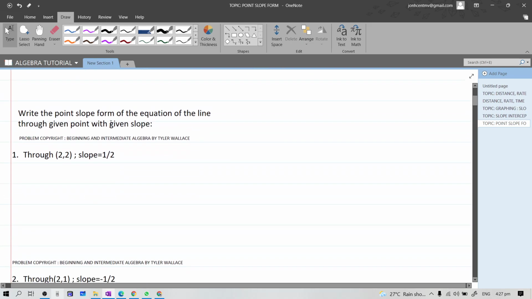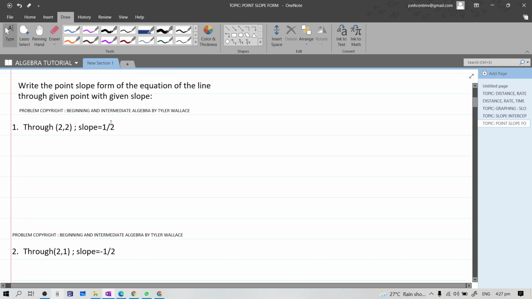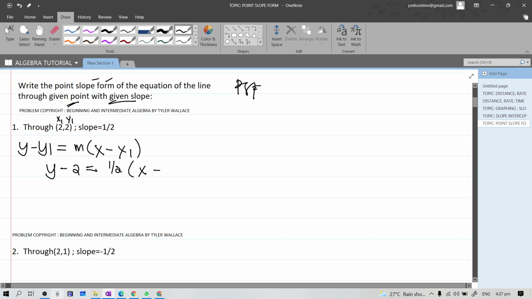Okay? So, let's apply. Write the point slope form or the PSF of the equation of the line through given point with given slope. May given point, tapos may given ka pang slope. So, hanapin natin yung PSF niyan. From the formula, we have y minus y sub 1 is equals to m times x minus x sub 1. So, we will now have y minus 2. Notice that this is x sub 1 and y sub 1. Then, yung m mo is 1 half, x minus x sub 1 mo, which is 2. So, that is the answer.